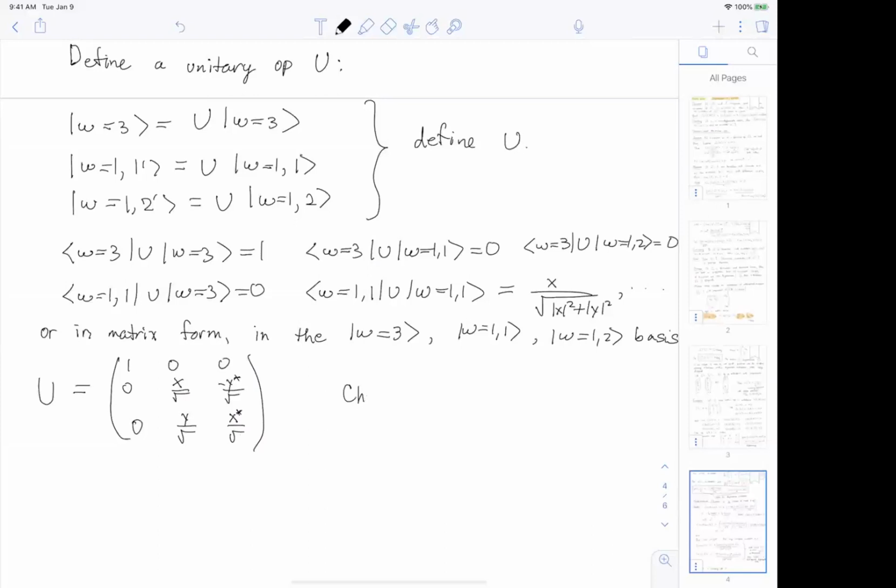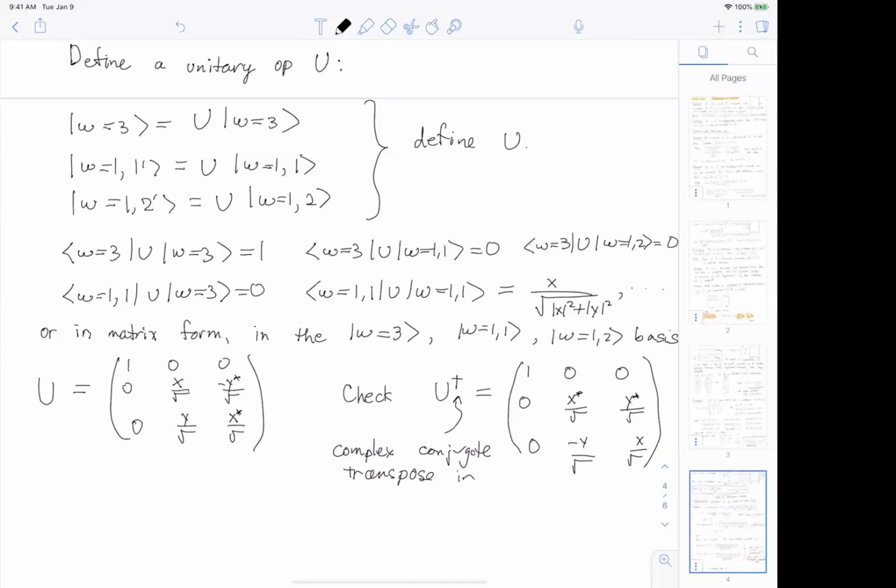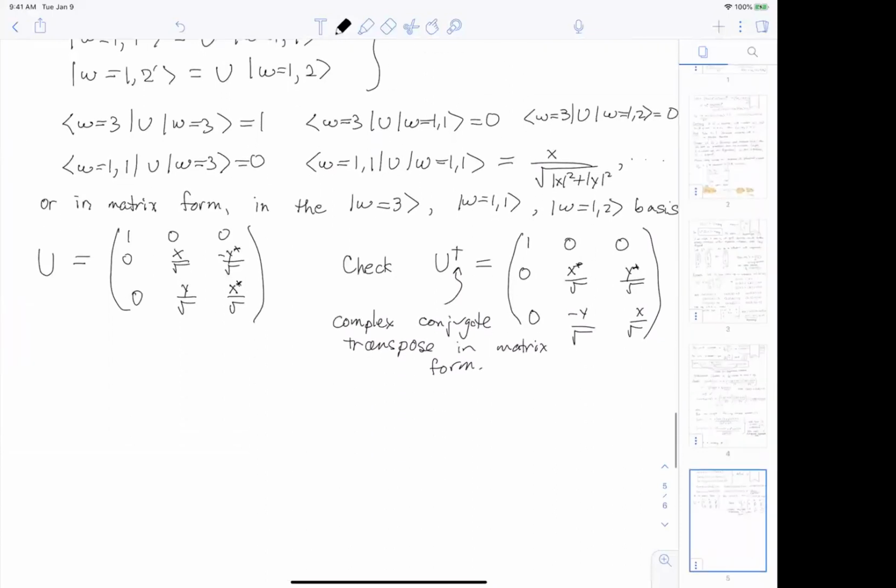Okay, and then as a check that this is really a unitary matrix, you can take its dagger, which means complex conjugate transpose in matrix language. So it looks like this. Okay, so the dagger means complex conjugate transpose in matrix form. And then it's easy to check that U dagger U and U U dagger are both equal to 1. So it is indeed a unitary matrix.